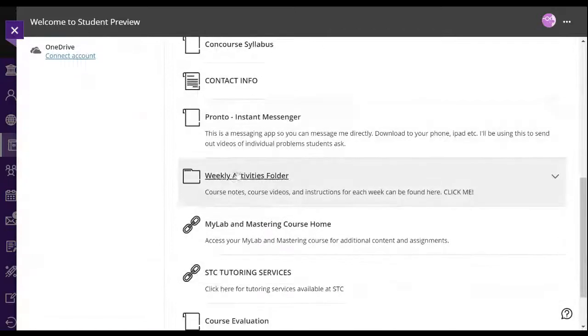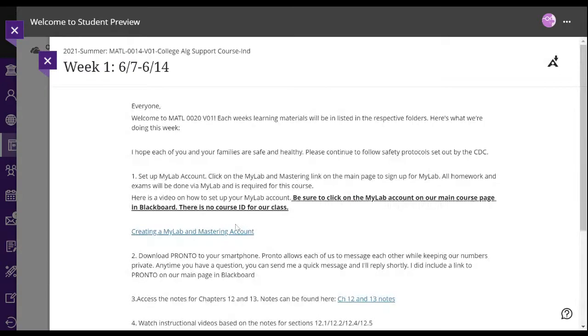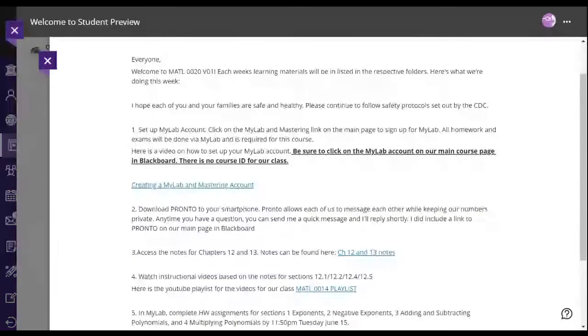Let's see, what else do we got here? Okay, we got a weekly activities folder. So guys, every week I'm going to be updating this, right? If I click on this right now, you can see we have everything for week 1. When I click on this right here, it tells you, hey, welcome to our class. The first thing I want y'all to do is to set up the Mylab account. And so guys, I created a video right here. Here's the link to it. And I walk you through the process on how to sign up for Mylab. So guys, in my other class, somebody kept on telling me, sir, it's asking me for like a course ID and all this kind of stuff.